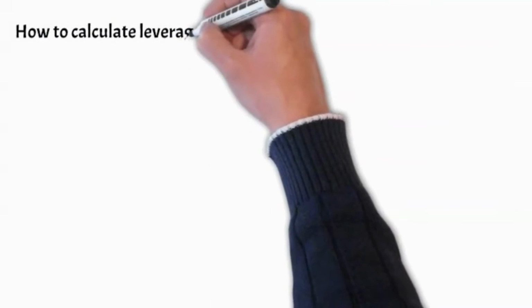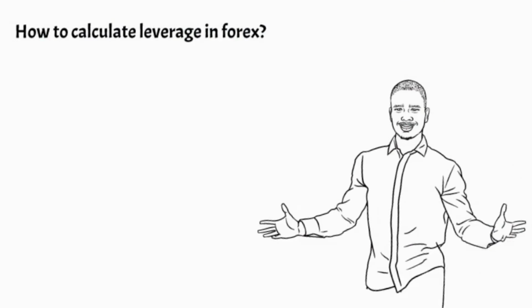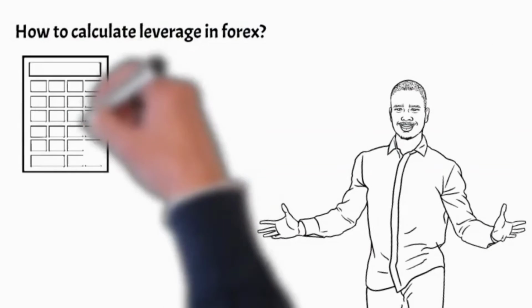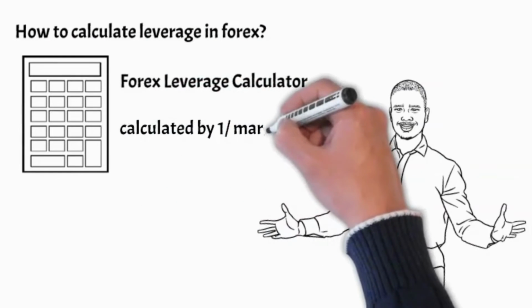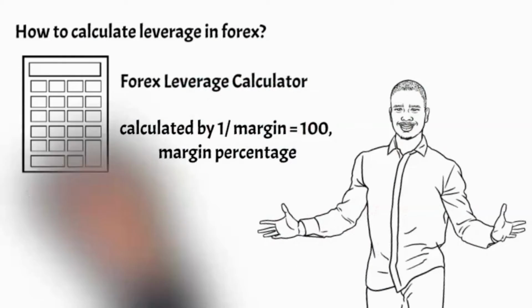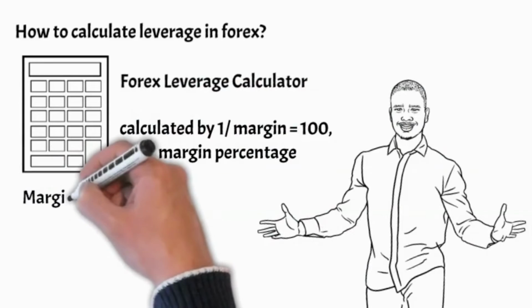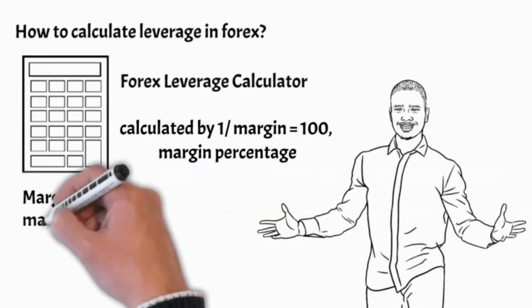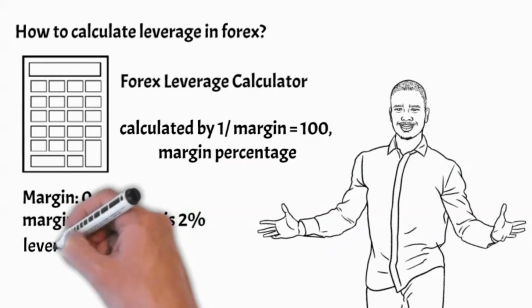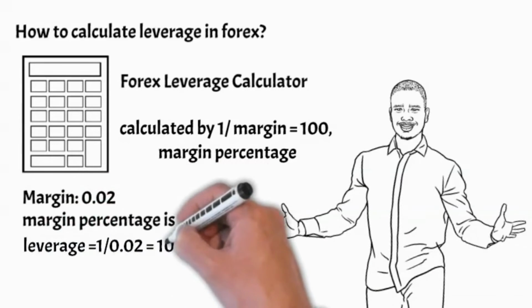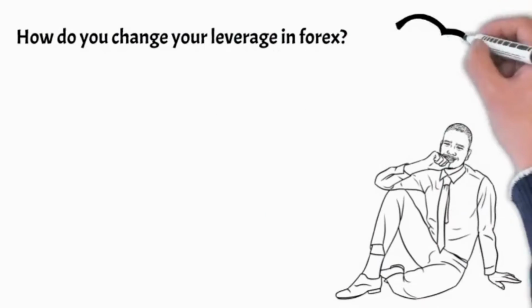How to calculate leverage in Forex? There is a way by which a trader can calculate leverage. It is by way of a Forex leverage calculator. It is calculated by 1/margin equals 100/margin percentage. For example, if the margin is 0.02, then the margin percentage is 2%, and leverage equals 1/0.02 equals 100/2 equals 50.